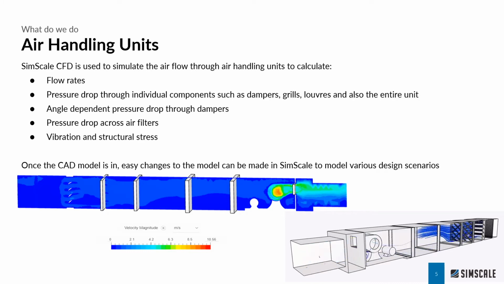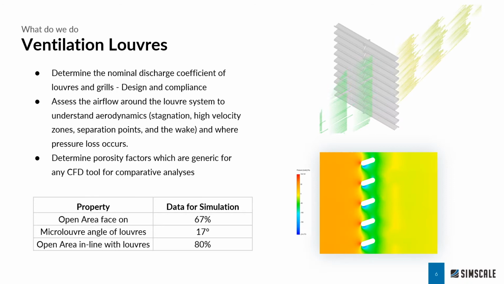Obviously, with flow rates, you calculate the pressure drop through all those individual components. You can look at the impact of angle-dependent pressure drop through dampers, through different types of louvers and grills. You can look at pressure drop across air filters. Very important now, with everything that's been going on with COVID, supplying more fresh air to indoor spaces. And you can also look at vibration and structural stress. And once a CAD model is in, it's easy to change the model, so you can simulate various scenarios and configurations of that one model in SimScale.